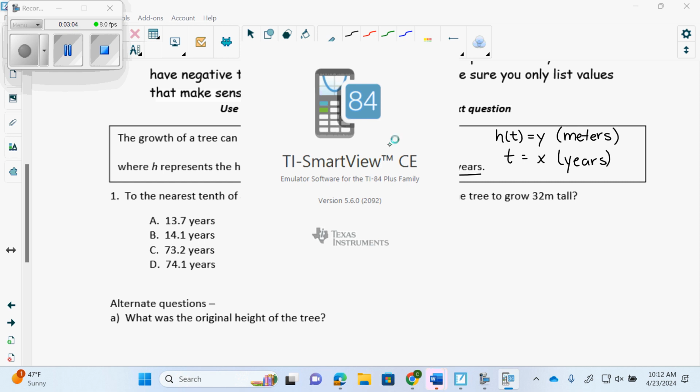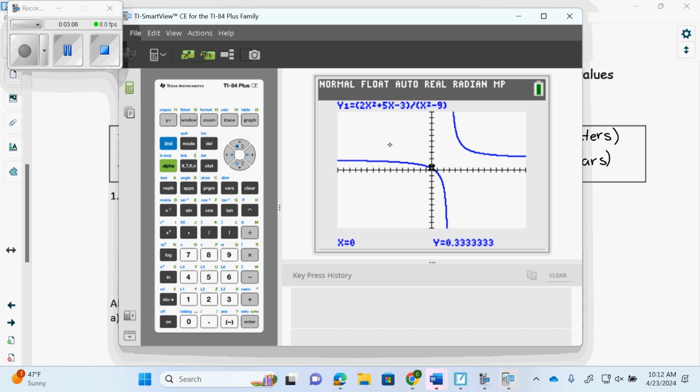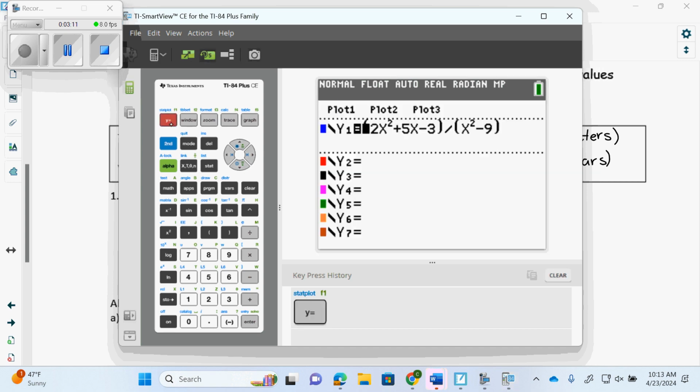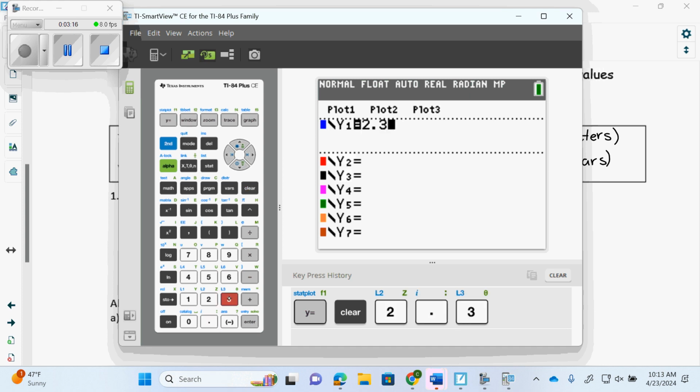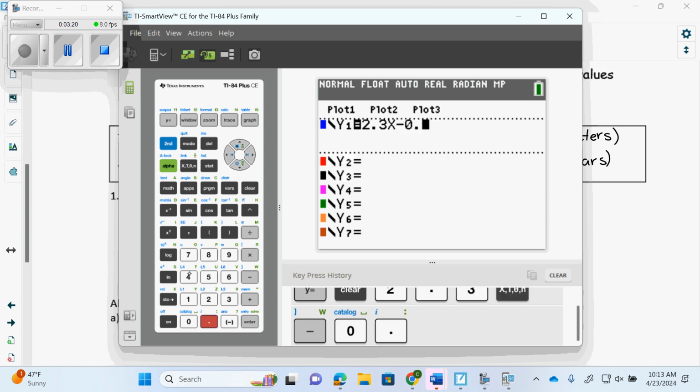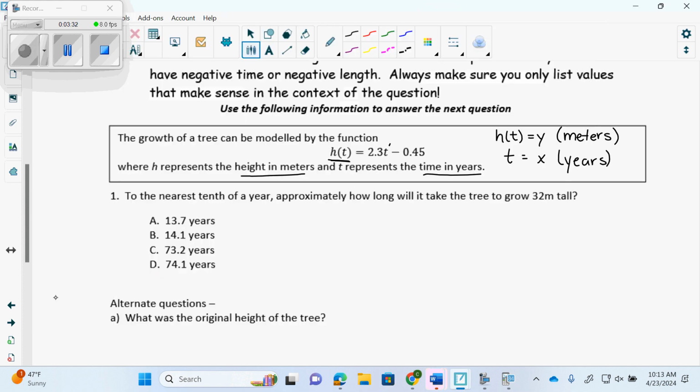Now, if we don't know what to set our window to, we will use our question, especially if it's a multiple choice, to help ourselves out. So, our equation is 2.3 times t, minus 0.45. We agree? Okay, I'm going to tell you how I use the question personally to help myself out with windows. Okay, so let's look. I told you already the y-intercept is helpful. The y-intercept is negative 0.45. Wait a second, the y-intercept is negative.